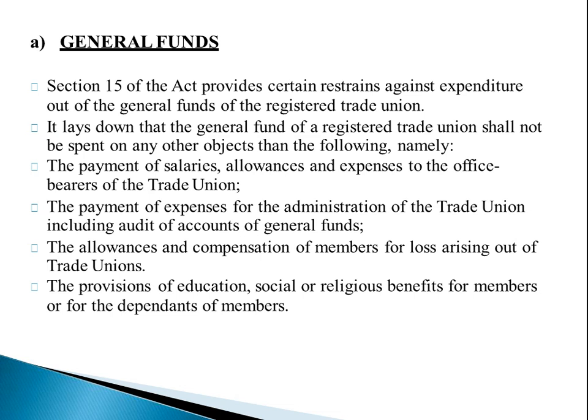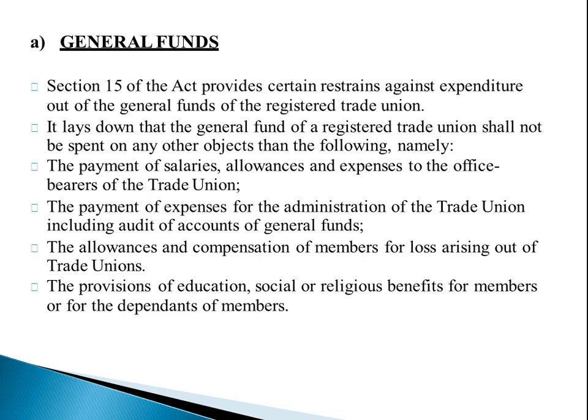Then the payment of expenses for the administration of the trade union includes audit of accounts of general funds. Under administration of the trade union, when they spend some amount on auditing work, or when they purchase some things for the office, those expenses should also be taken care of under the heading of general funds. Then the allowances and compensation of members for loss arising out of trade union activity will also be given out of this general fund.